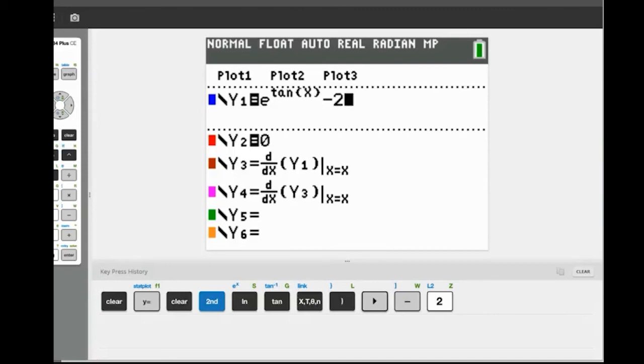Okay, and then in your y equals, write e to the tan x minus 2 for your y1. For your y2, put 0, because you need to know where it crosses that x-axis. We're going to find the slope at that point.